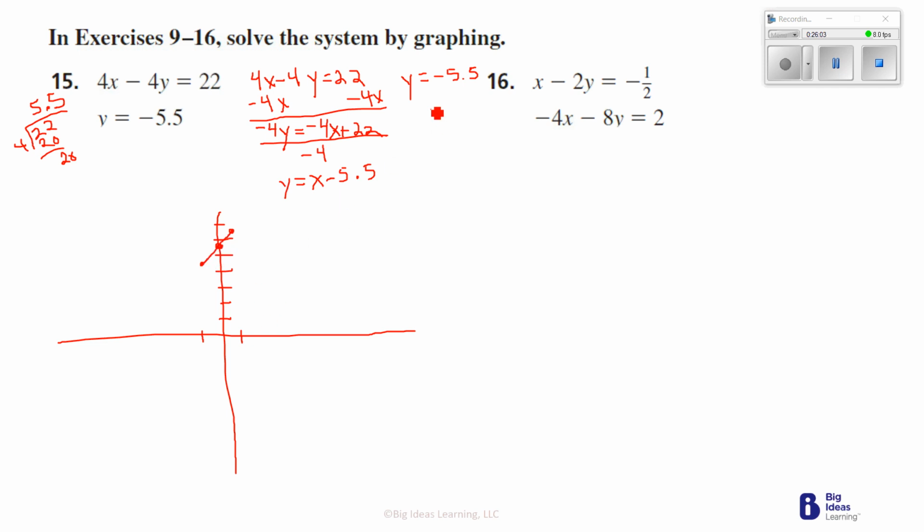But the kicker is on this one, it says y is negative 5.5. Oh, wow, I didn't realize it was negative 5.5. I totally drew my starting point incorrectly. Sorry about that, guys.